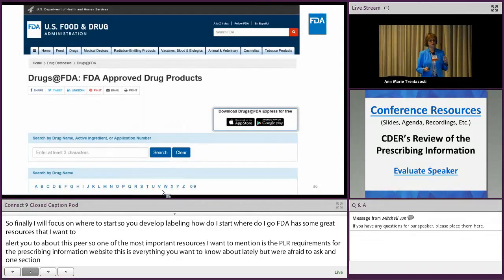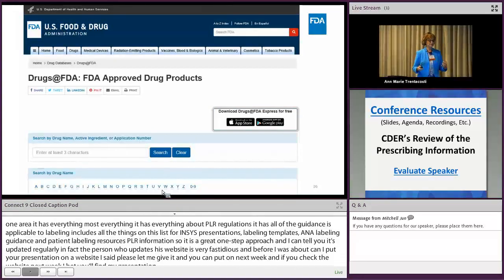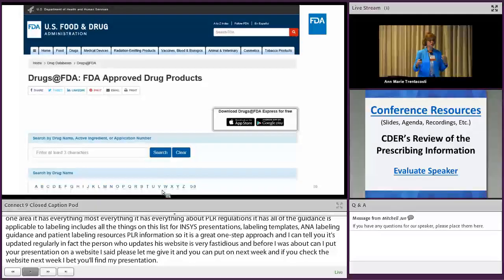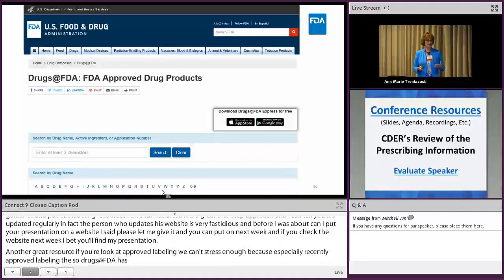Another great resource if you're developing labeling is to look at other approved labeling. We can't stress this enough, especially recently approved labeling. So drugs that FDA has approved, FDA labeling, and if you're developing a drug, let's say you can look for products with similar indications, similar products, similar class, and see what that labeling looks like.